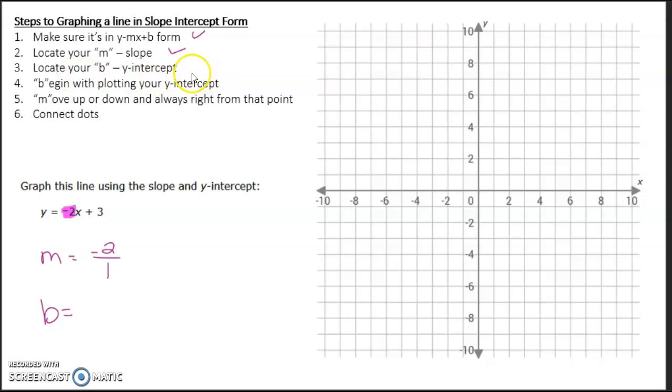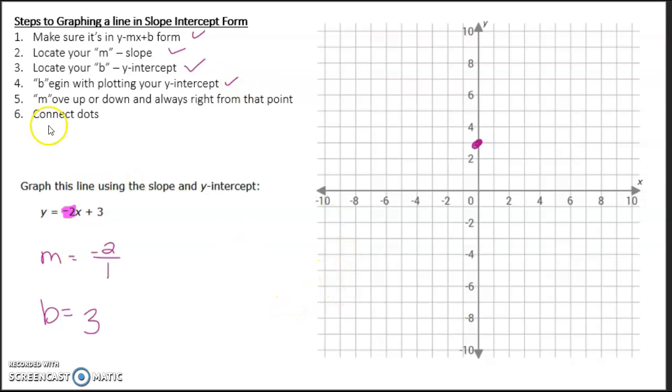Step 3, locate your b. That's your y-intercept. That's this guy in the back. That's 3. Done. Step 4, begin with plotting your y-intercept. So you're going to begin there. So my b is 3. A y-intercept is where it falls on the y-axis. So start in the middle, 1, 2, and 3. I plotted my y-intercept. Done.